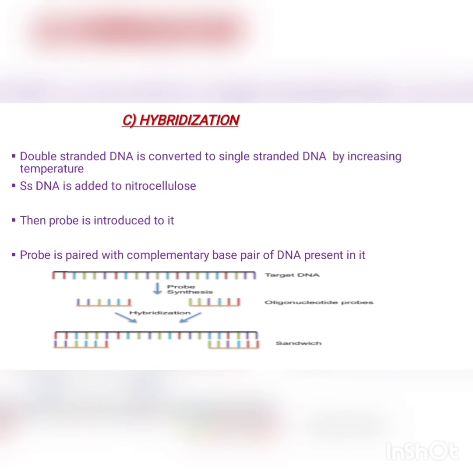The next method is hybridization. Double-stranded DNA is converted to single-stranded DNA by increasing the temperature. Single-stranded DNA is added to nitrocellulose. Then a probe is introduced. The probe is paired with the complementary base pairs of the DNA present.